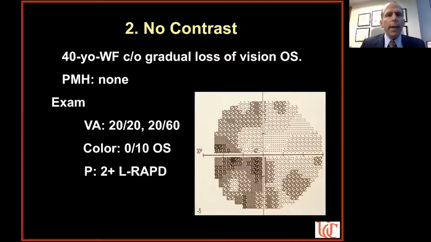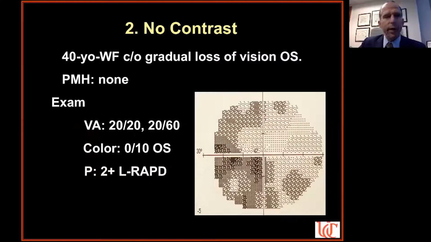Here's the second pitfall, the second problem: no contrast. So gadolinium, or an iodine-based contrast in CAT scans. This is a 40-year-old woman with gradual, painless loss of vision in the left eye. She's 20/20 or 6/6 in the right eye, 20/60 or 6/18 in the left eye. There is a left relative afferent pupillary defect, and she does not see any of the color test plates with the left eye. So we know that this woman has a left optic neuropathy, a unilateral optic neuropathy.